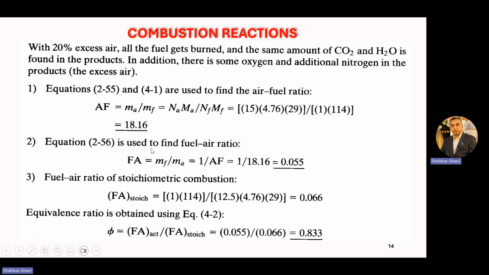Now the fuel-air ratio. This was the air-fuel ratio. The fuel-air ratio is mass of fuel over mass of air, or simply 1 over AF, so it comes out to be 0.055. For the fuel-air ratio of stoichiometric combustion, putting the values in the equation, we get 0.066. Now the equivalence ratio, fuel equivalence ratio phi, is equal to the fuel-air actual divided by the fuel-air stoichiometric. So we get 0.833. So it comes in a lean region.